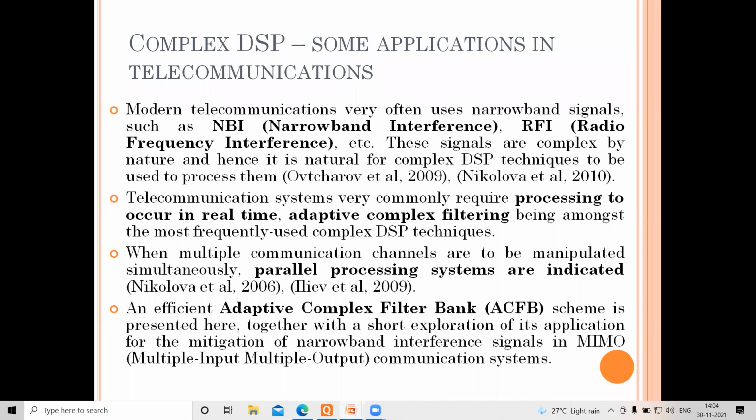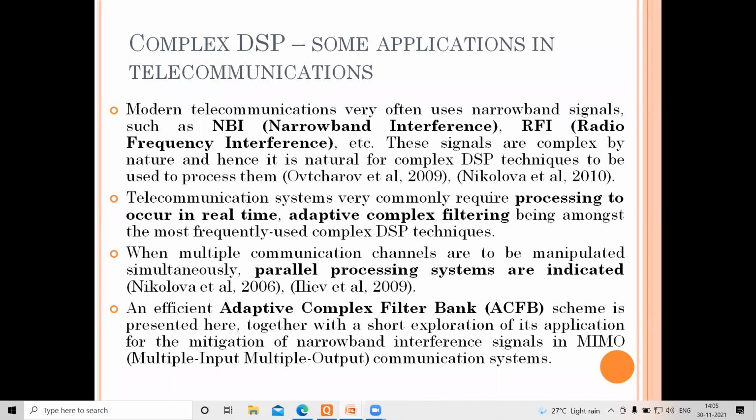Therefore, these are important applications. Then coming to telecommunication, I was being told by Dr. Matpati that this is also important. That is, you have applications in telecommunication. Application in audio is one, application in telecommunication is another. Your modern telecommunication system normally uses narrowband signals. In such a case, you'll have narrowband interference, and you'll have to address it. Then you have radio frequency interference.